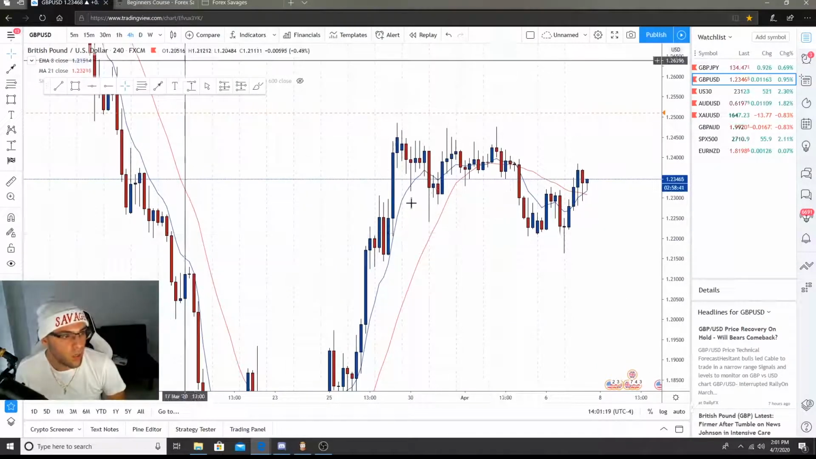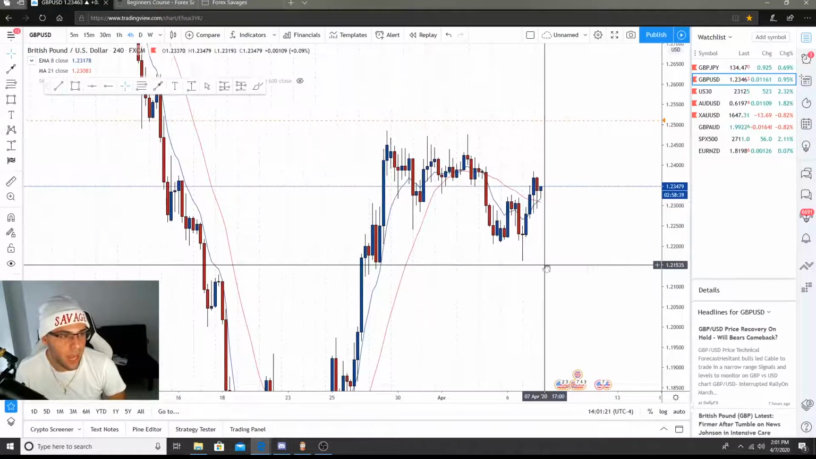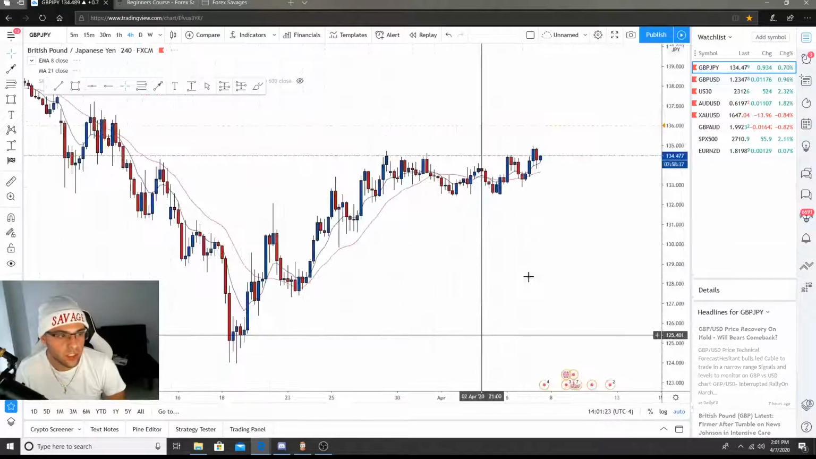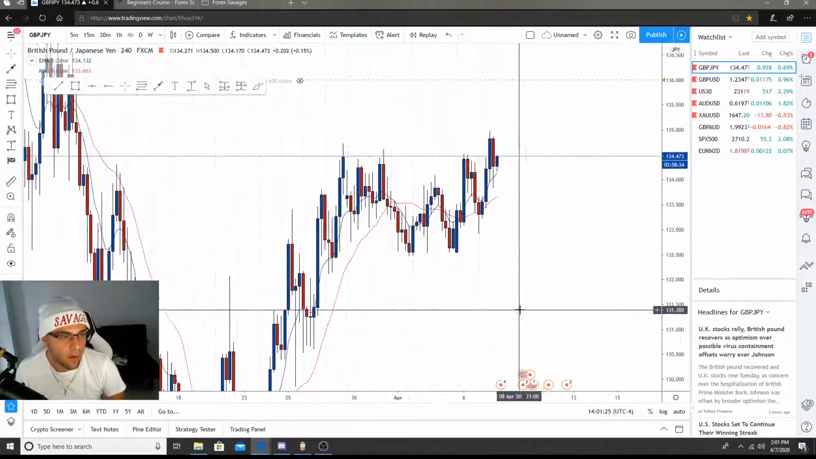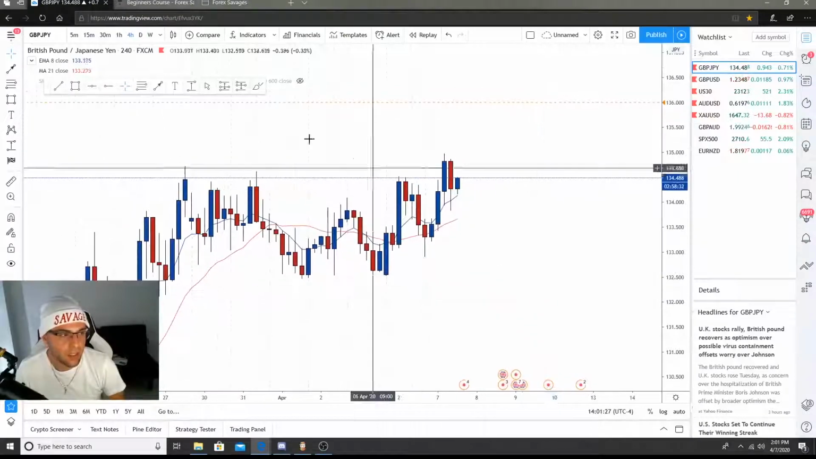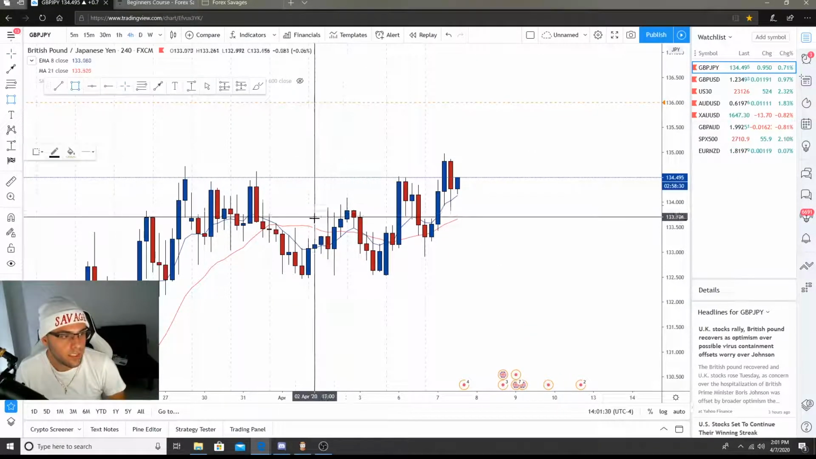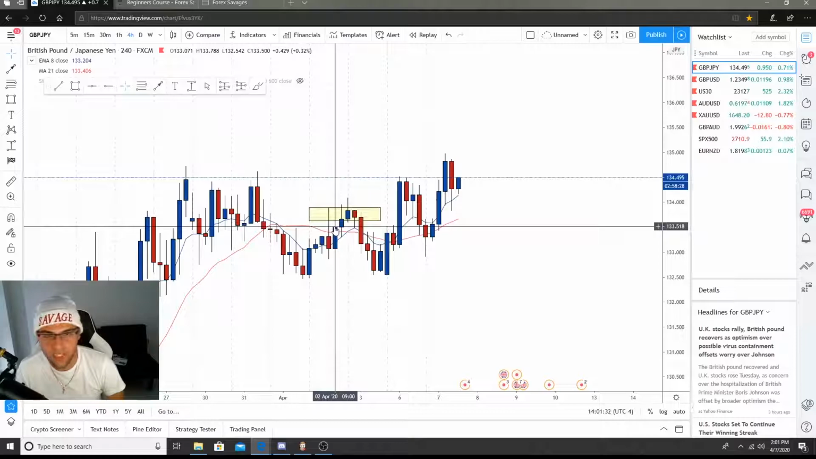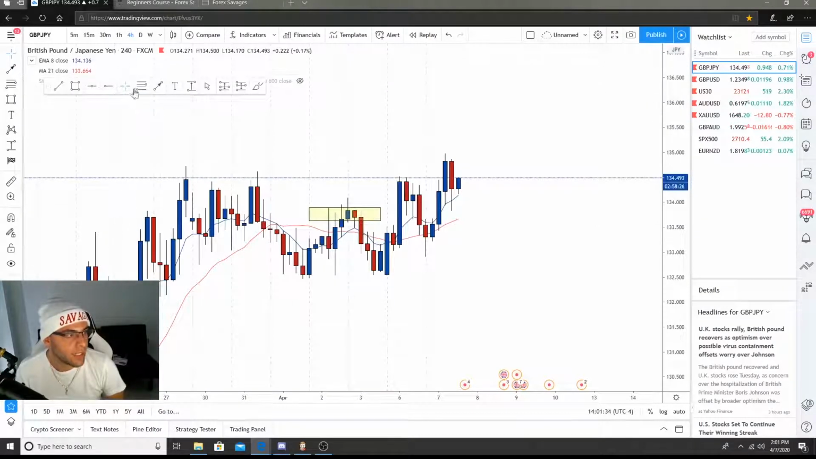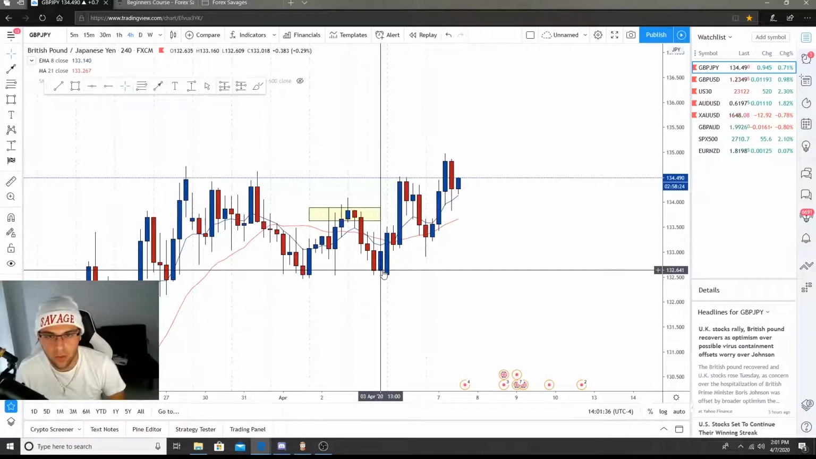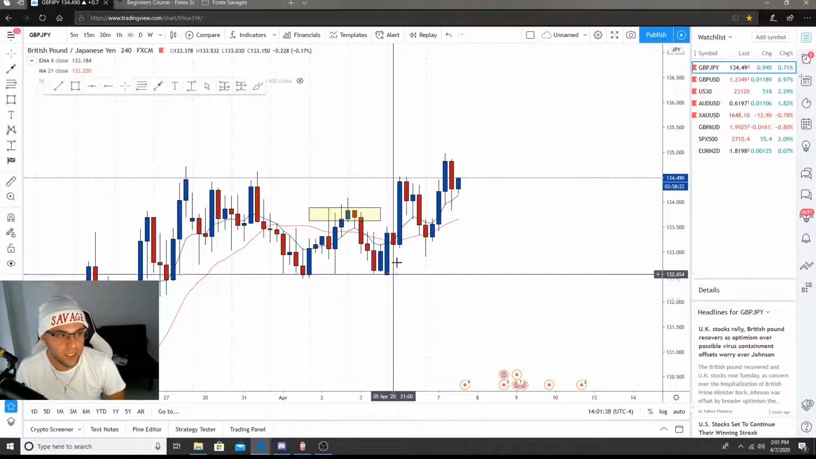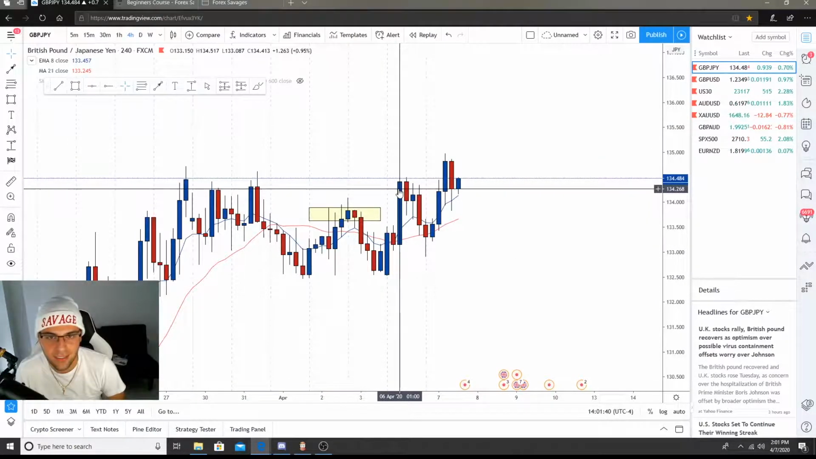So going to the 4-hour, basically, I want to show you guys here on GJ, right here. What do we have here? We have this little area right here, which was our previous highs. And as you guys can see, price never made new lower lows. What it did do was it made new higher highs.